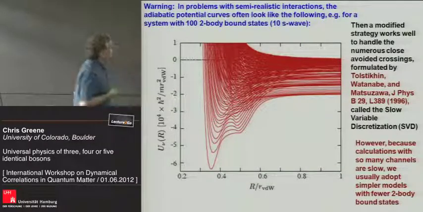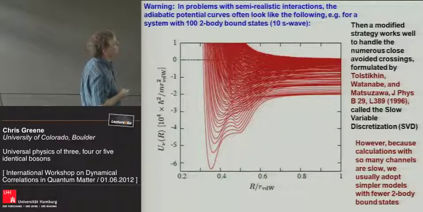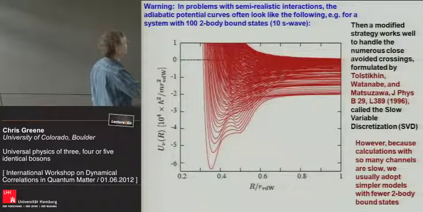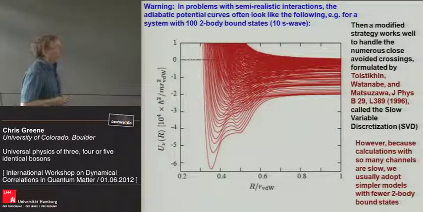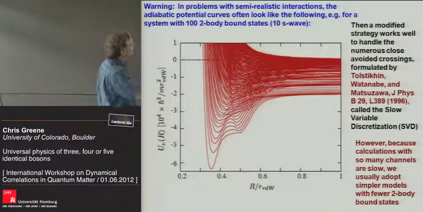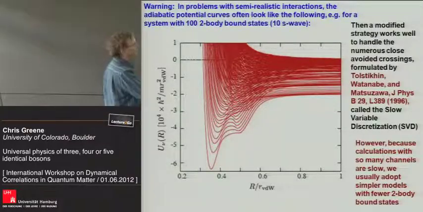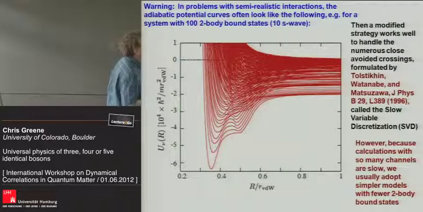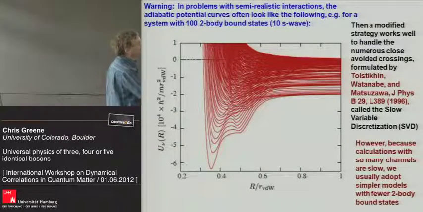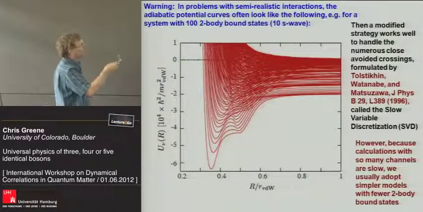We were for years, really more than a decade, afraid to tackle systems like this with so many, 100 or more, interacting channels, many close avoided crossings, and many strongly diabatic crossings. It's a huge challenge to think of how to actually solve all those coupled equations and keep track of all this. However, there is a really nice way to handle this that was developed by Tolstikhin, Watanabe and Matsuzawa in the 90s, and we've recently implemented that, and it seems really stable. It's a really beautiful way to handle problems like this where you have lots of crossings.